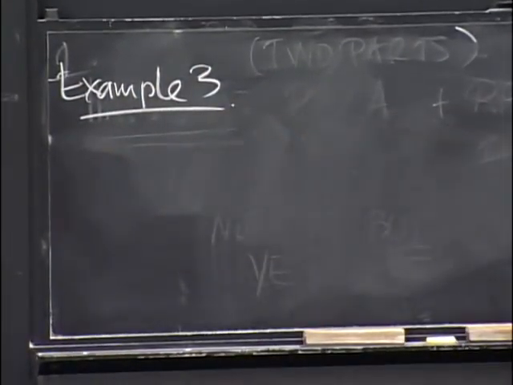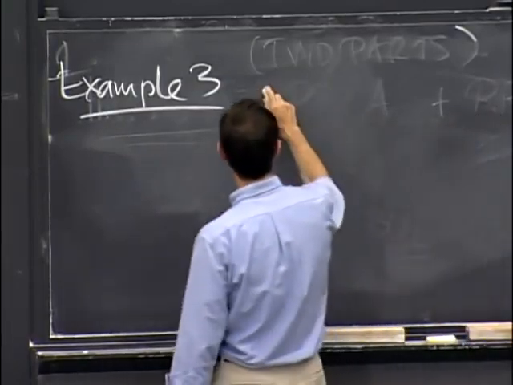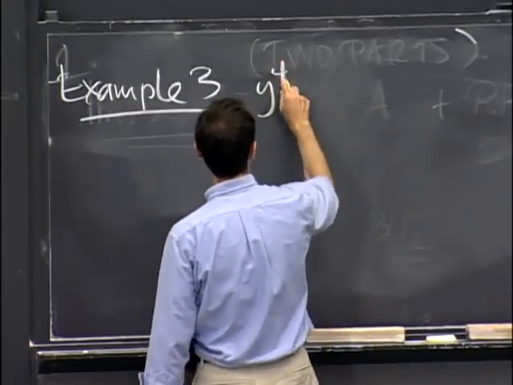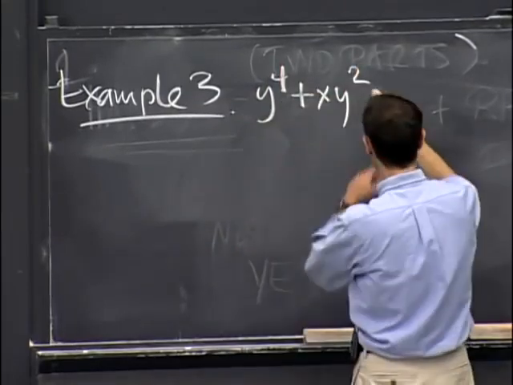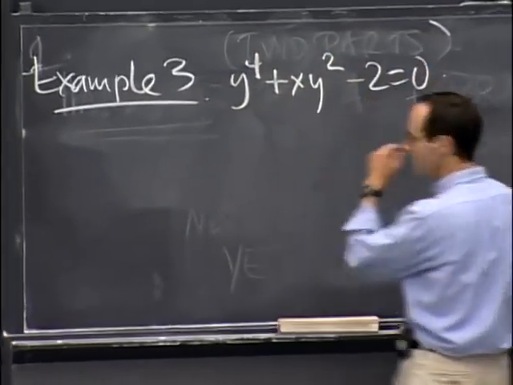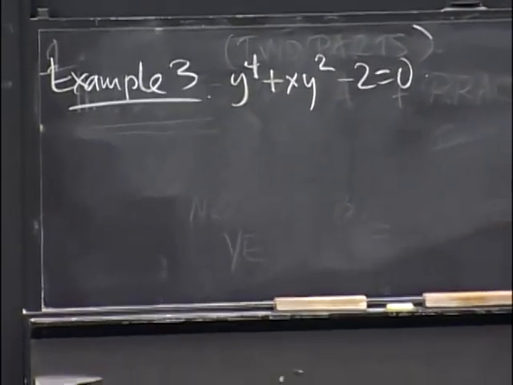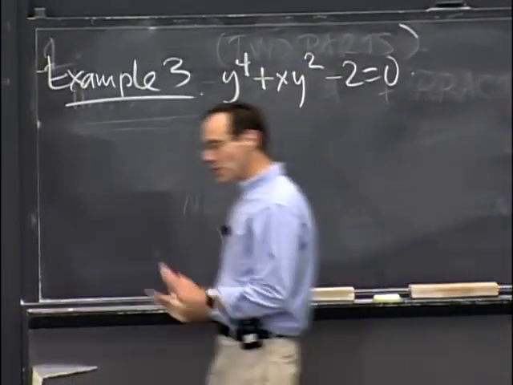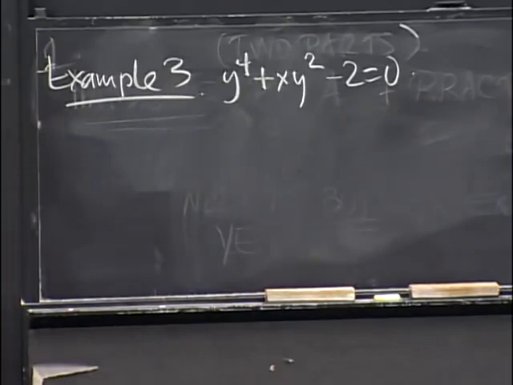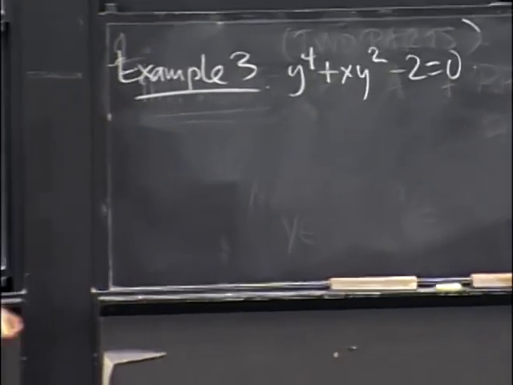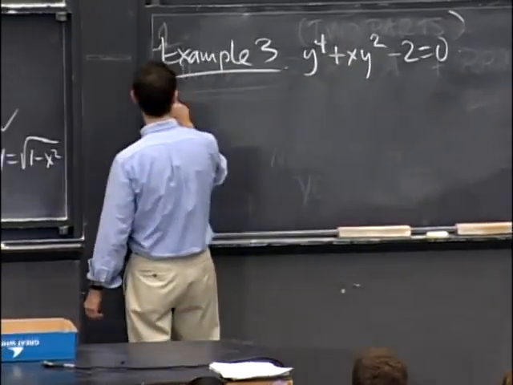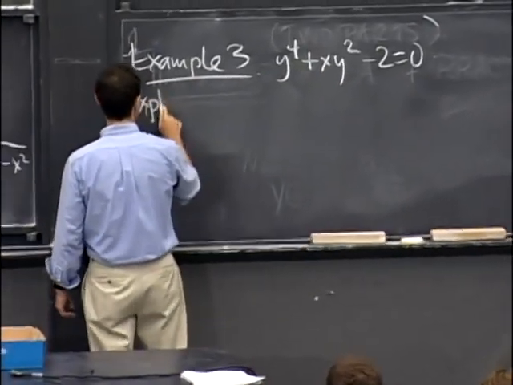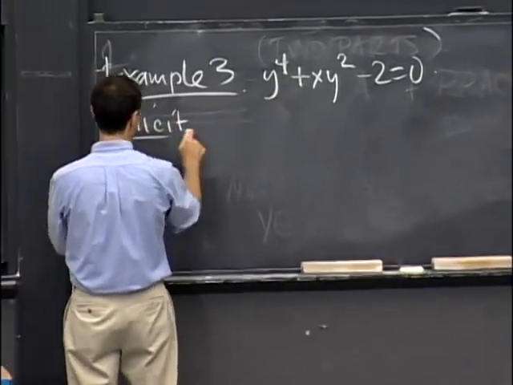So in this example, I'm going to give you a fourth order equation. So y to the fourth plus xy squared minus 2 is equal to 0. Now, it just so happens that there's a trick to solving this equation. So actually, you can do both the explicit method and the implicit method.